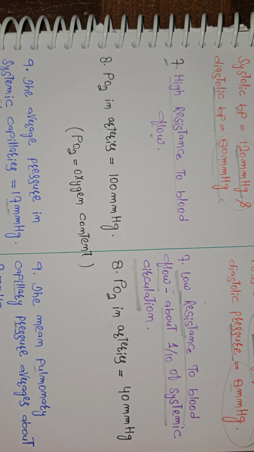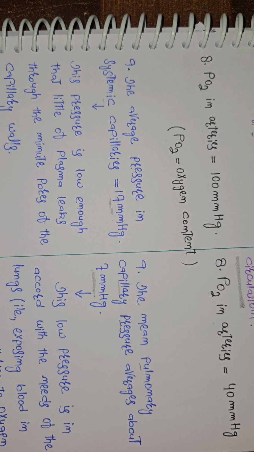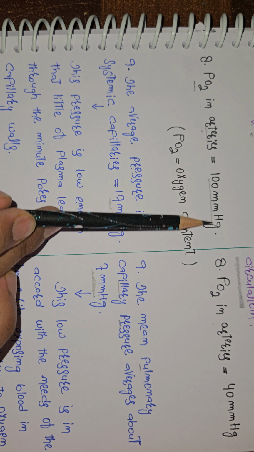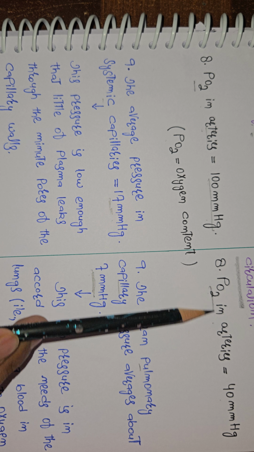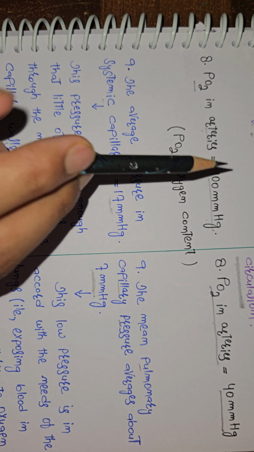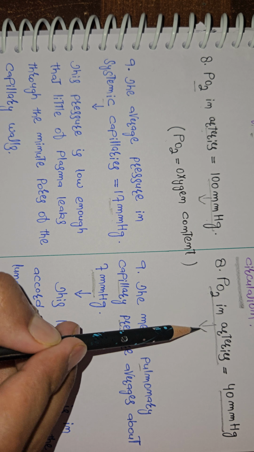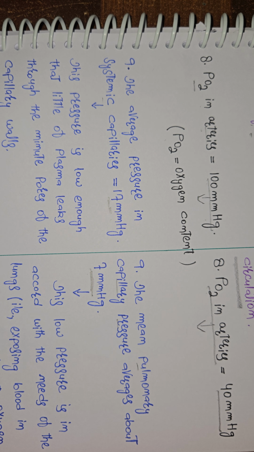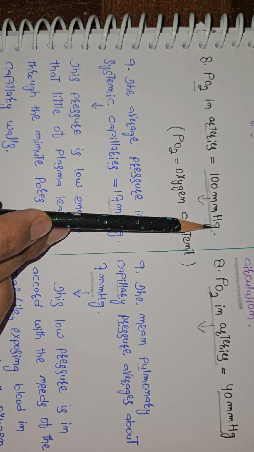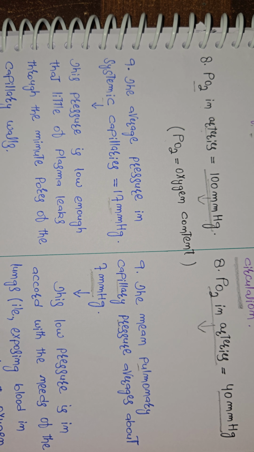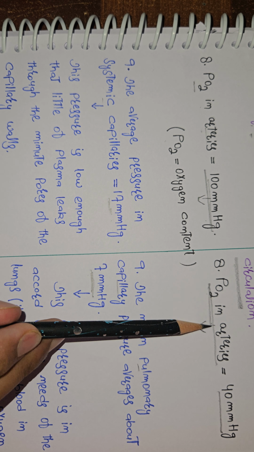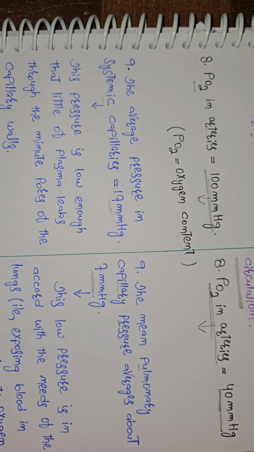Now moving on to difference number 8. Partial pressure of oxygen, that is the oxygen content, PO2, in arteries is 100 mm of Hg, while PO2 in arteries is 40 mm of Hg. These are the arteries of systemic circulation, these are the arteries of pulmonary circulation. So in arteries of systemic circulation, PO2 is 100 mm of Hg. In arteries of pulmonary circulation, pulmonary arteries, PO2 is 40 mm of Hg. This is difference number 8.